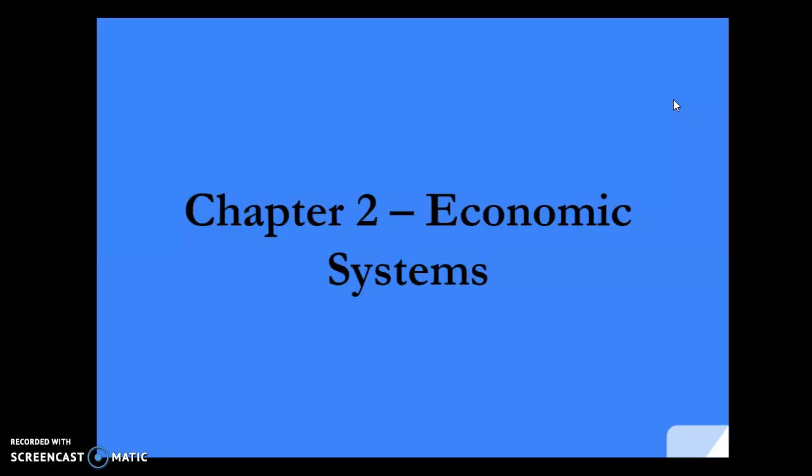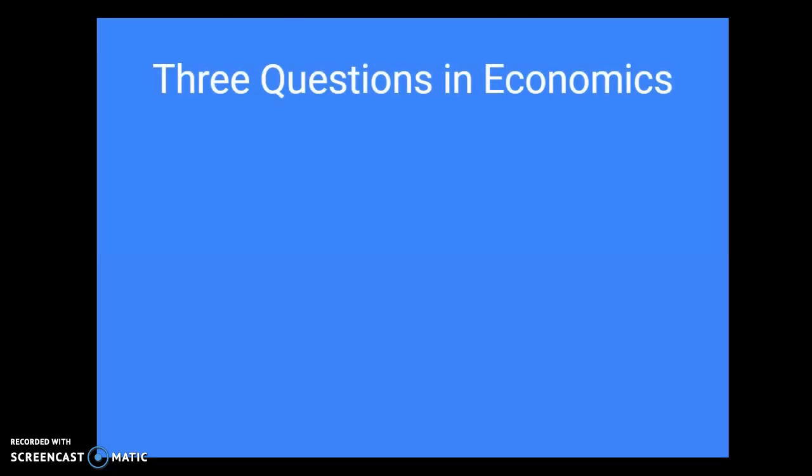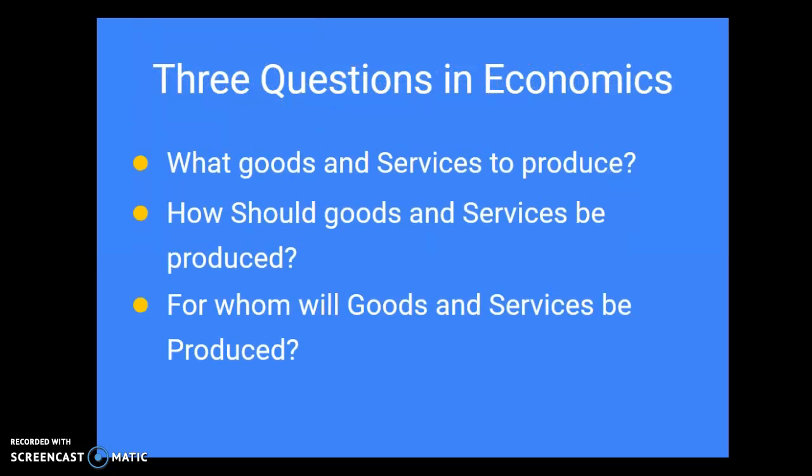All right, this video is going to be on our economic systems from our book here. The different types of economic systems. We're going to talk about the command system, a traditional system, and a mixed system. Again, there's three questions in economics that each country must face. What goods and services to produce in their country, how should these goods and services be produced, and for whom will these goods and services be produced.